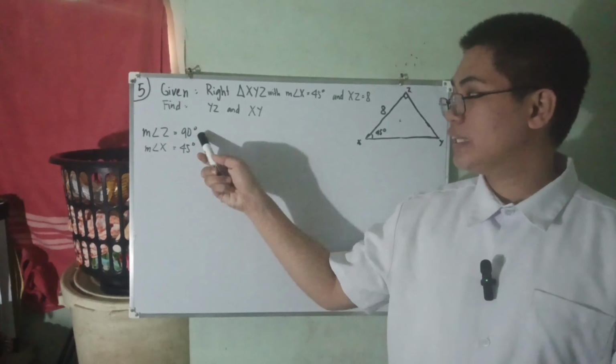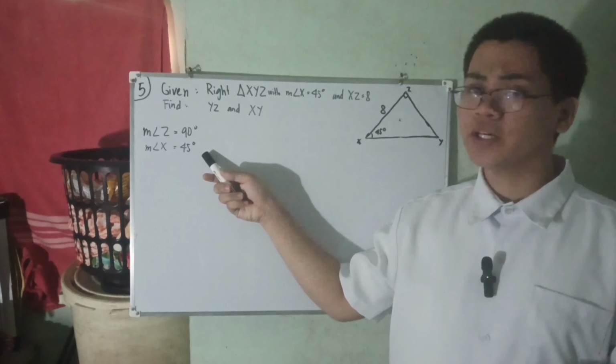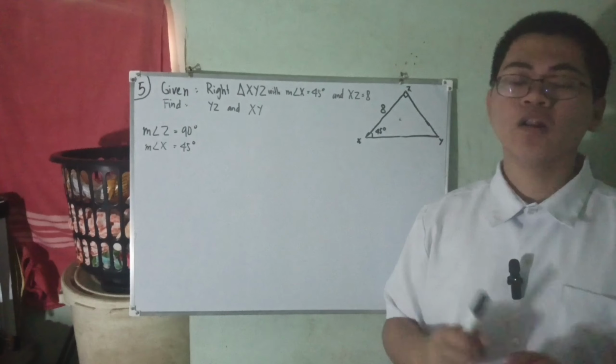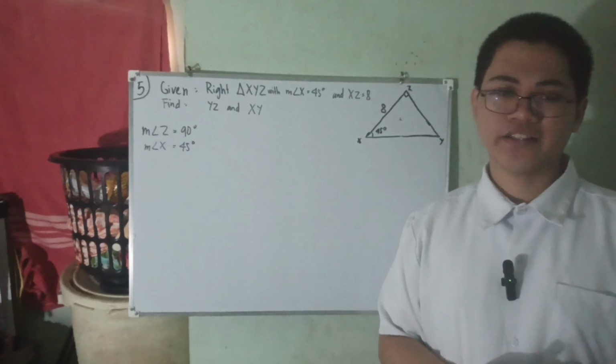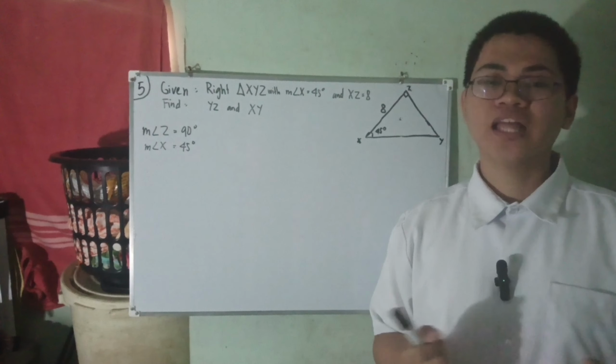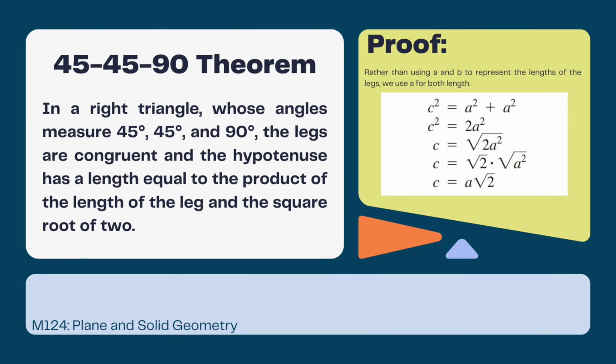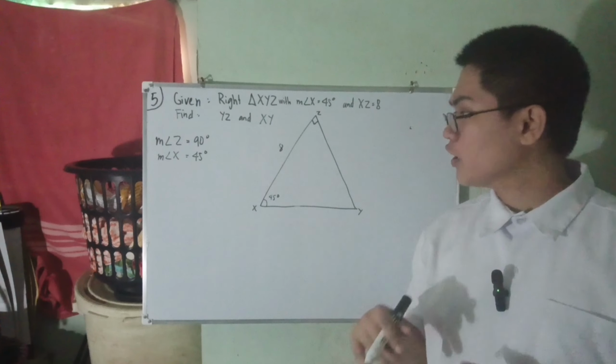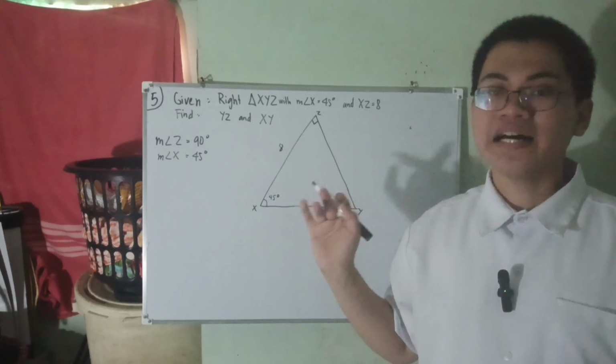Since one angle is 90 degrees and the other is 45 degrees, this triangle is what we call a 45-45-90 right triangle, also known as an isosceles right triangle. Now, according to the 45-45-90 theorem, in a right triangle whose angles measure 45, 45, and 90 degrees, the legs are congruent and the hypotenuse has a length equal to the product of the length of the leg and the square root of 2. We must first identify which are the legs and which is the hypotenuse.